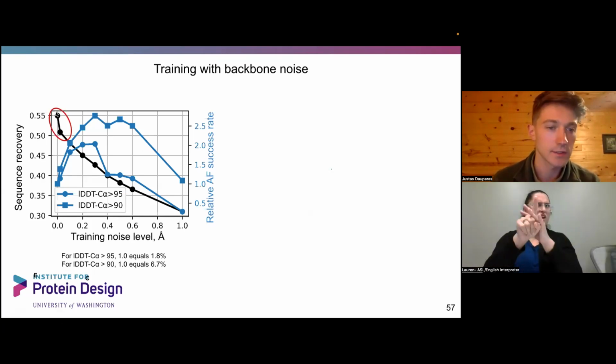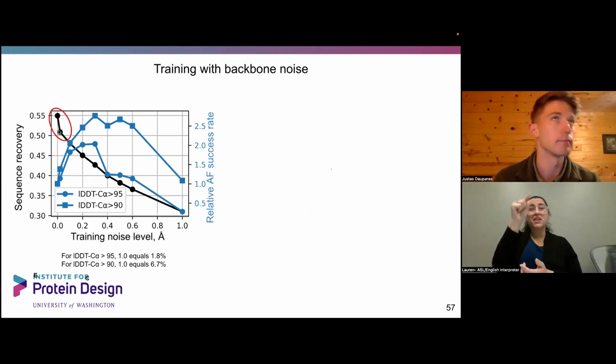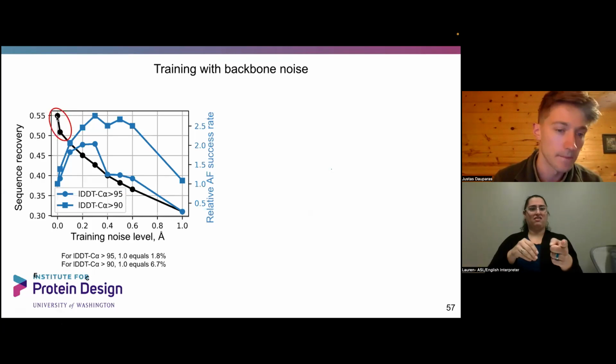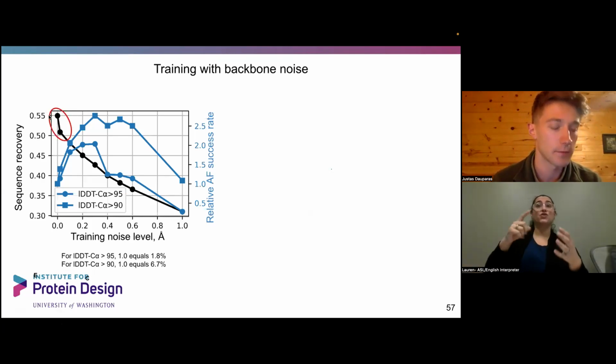So that's quite interesting that adding this very small amount of noise in this PDB biounit regime reduces the sequence recovery from 55% to almost 51%. So this is what I'm talking about, the crystal artifacts of the PDB. But then as we increase the noise more and more, the sequence recovery slowly goes down.